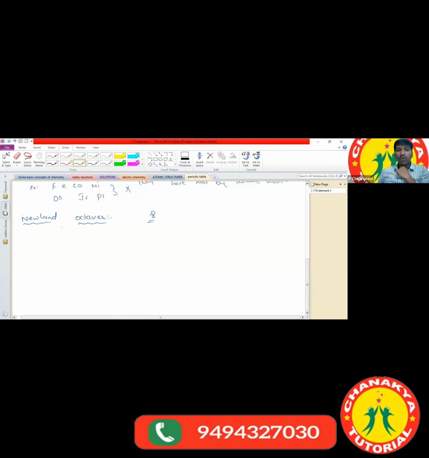Newland also arranged the elements in increasing order of their atomic masses. According to Newland, every eighth element shows similar properties to the first one. That's why Newland's classification is compared with the eighth musical note. Whose classification is compared with the eighth musical note? Newland's octaves.